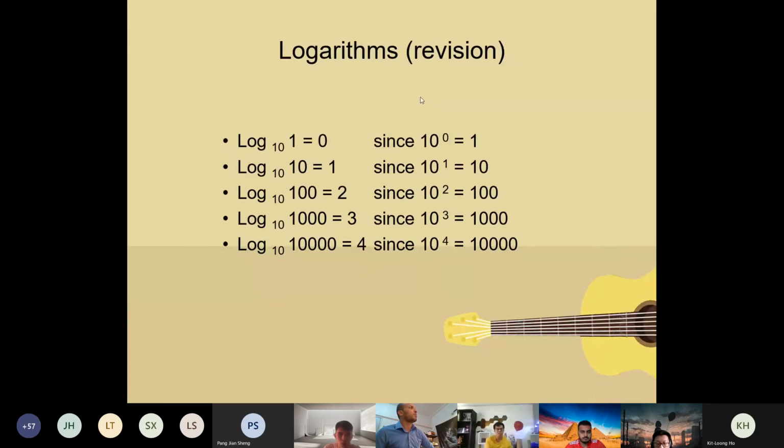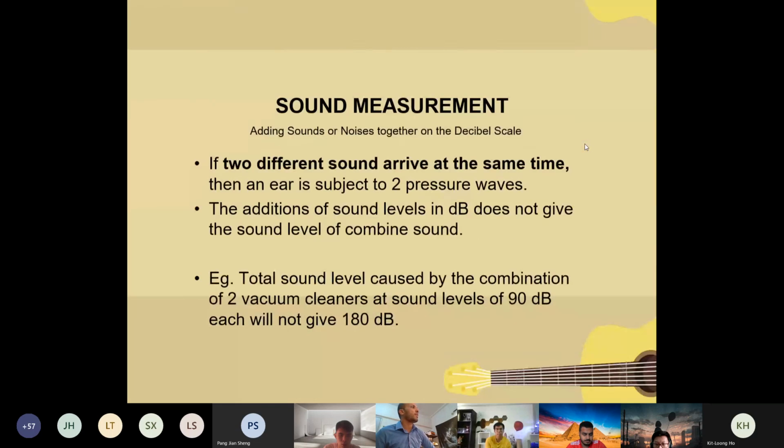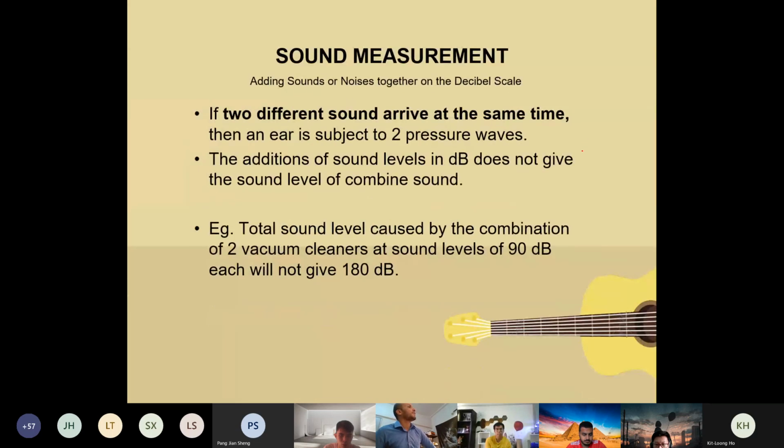Okay, let's continue. Well, these ones, you know them, you know, logarithmic base of 10 of 1 is equal to 0. So this is just to remind you, because sometimes things that are easy but you forgot these things, the result will not be correct. Okay.